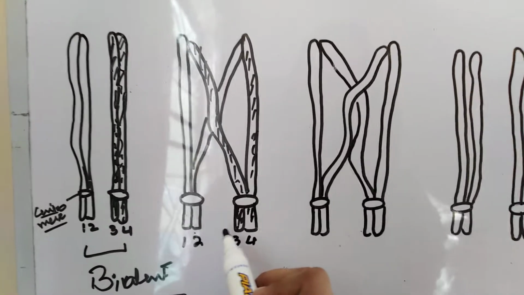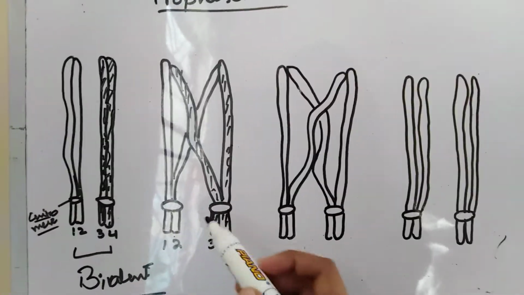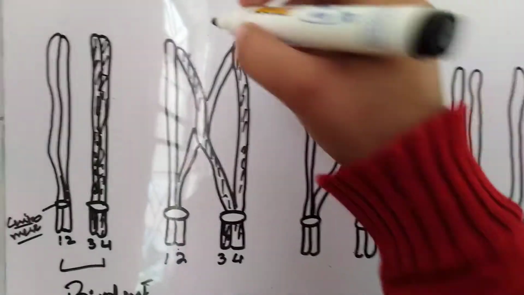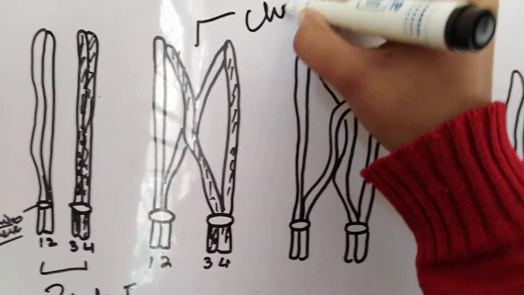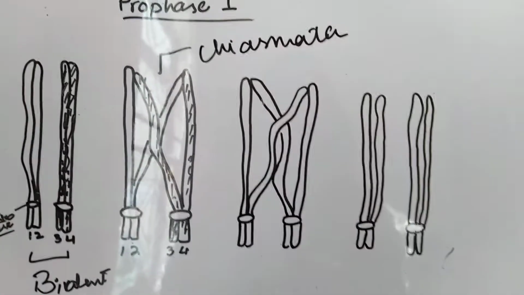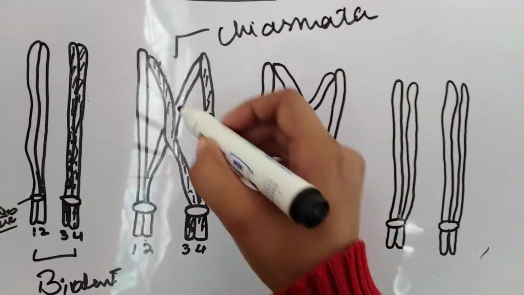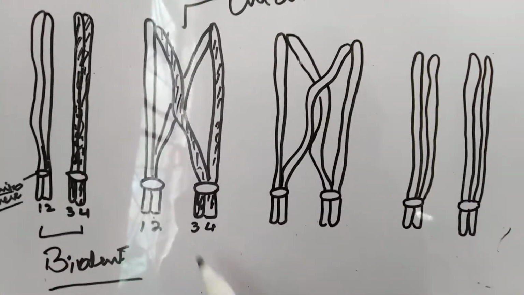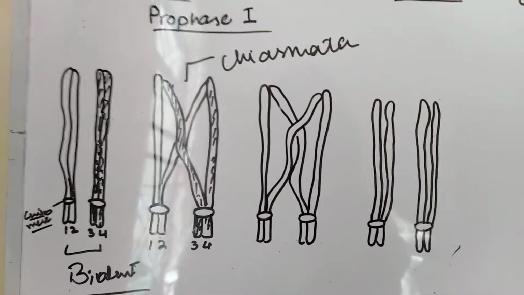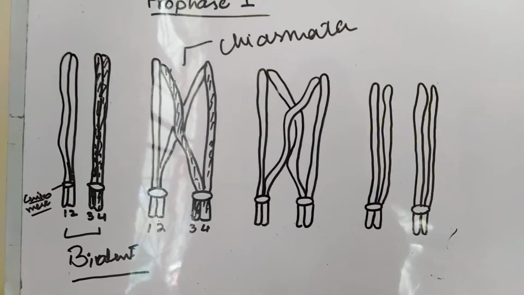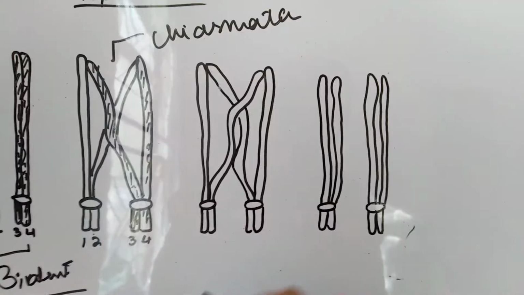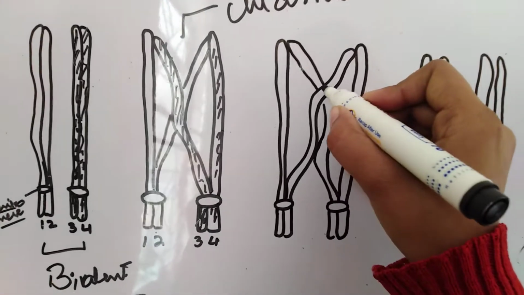Now have a look. The 2nd and 3rd chromatids align in such a way that they form a phenomenon known as chiasmata. The 2nd and 3rd chromatids intermingle with each other and form chiasmata. After this, they will exchange their segments.